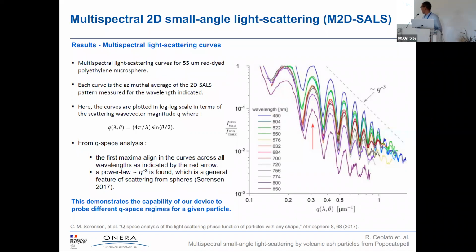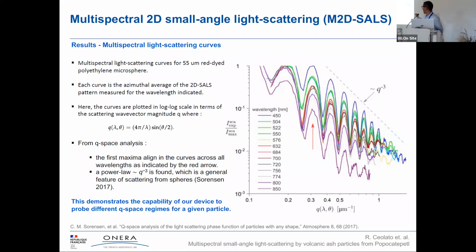light scattering curves. This has been introduced by Sorensen using this Q-space analysis for extracting power laws in order to identify the microphysics of the particle directly from the light scattering curves without using any sophisticated inversion methods. So this is a way to extract physical properties of the particle directly from the scattering curves. And as we can see, the first maxima aligns very well with the curves all over the wavelength. So this is expected, and this was predicted by the Mie theory, but it's also very nice to be able to reproduce it in the lab for a single spherical particle.